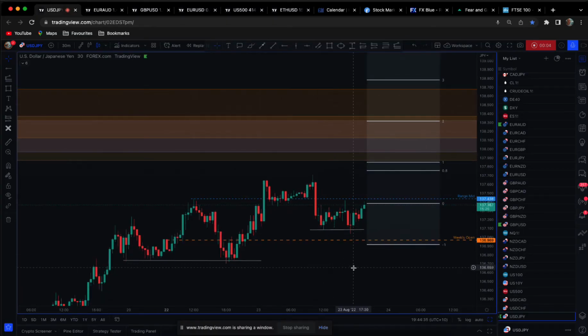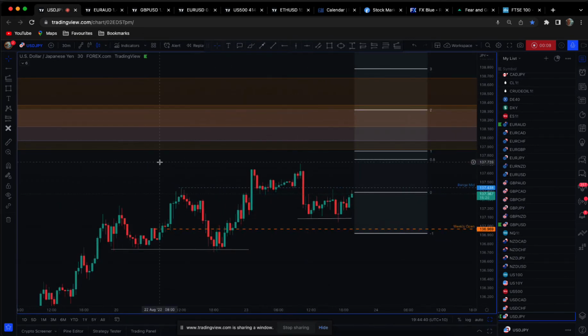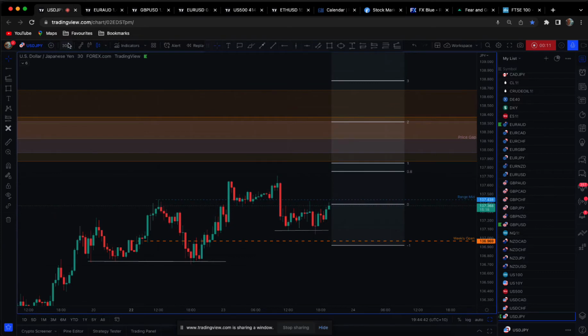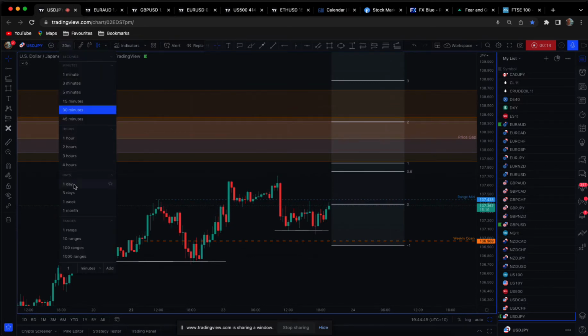There's a bit of a trade idea, dollar yen buy. What I'll do, I'll go out and explain what I've got marked up here. There's a few things on the chart. So let's just go out to daily.